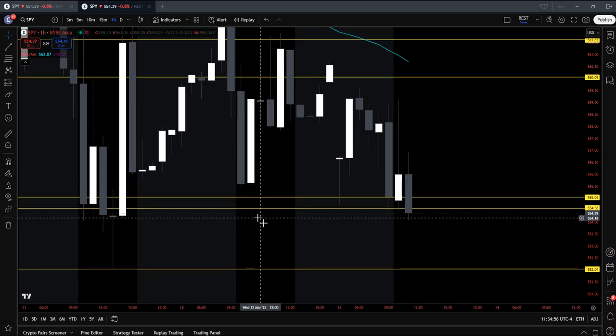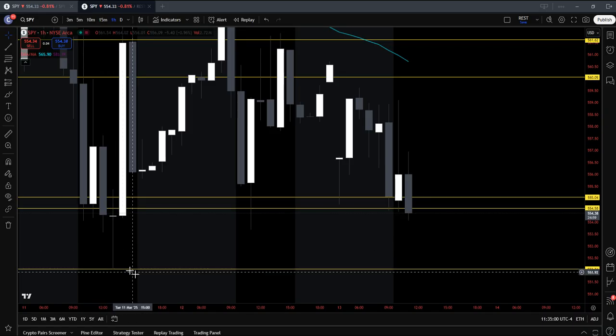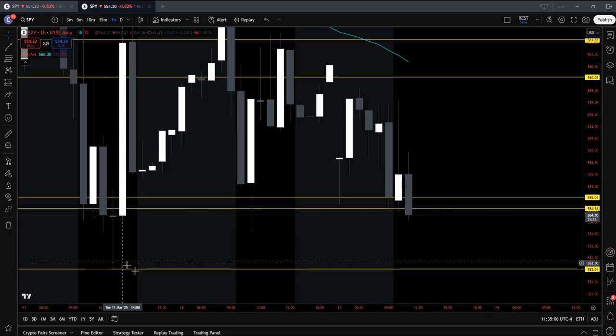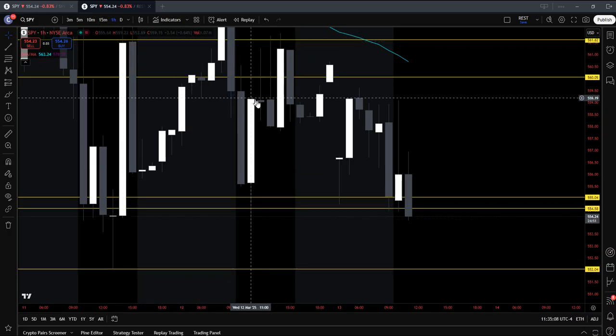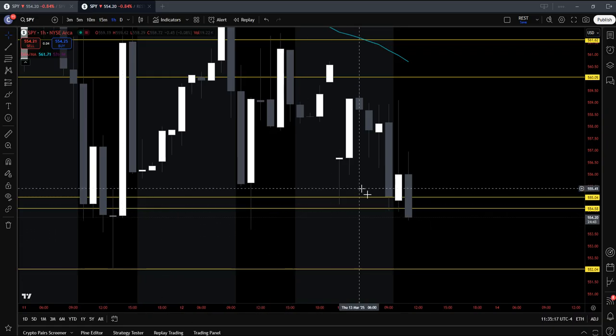So since we had this wick, the wick went all the way down, right? The last wick was all the way here, 552, and we went up. The next time we came all the way down here, but it looks like there were a lot of buyers and they just pushed price right back up. This time it was a little bit lower. It didn't go all the way down, and as you can see, it's getting shorter and shorter.